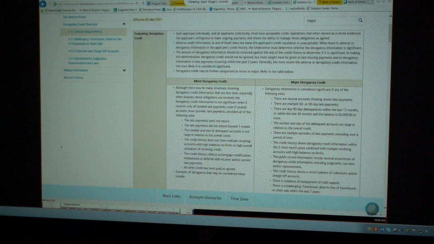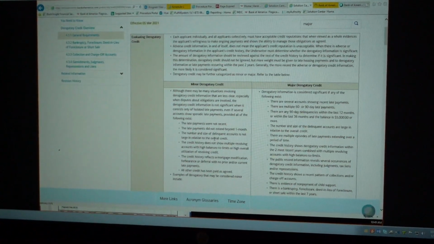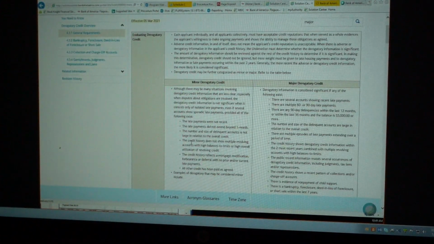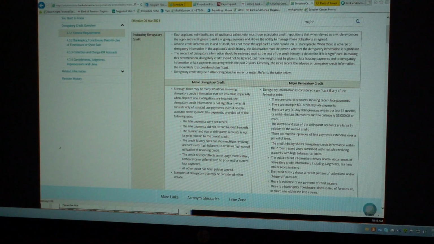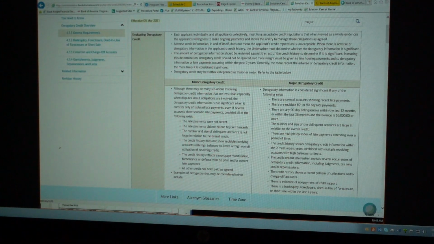Okay, thank you. Yeah, and on one side, the left side is minor derogatory credit. Late payment does not extend beyond 1 month. The number of delinquent accounts is not large in relation to the overall credit. The credit history does not show multiple revolving accounts with high balances. The credit reflects the mortgage qualification. All credits have been paid as agreed. So, pretty much it gives you what major and minor are. In our case, obviously, so far we have major derogatory credit. So let's continue looking at it.